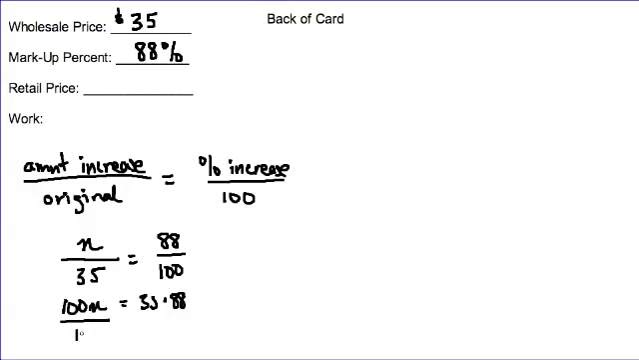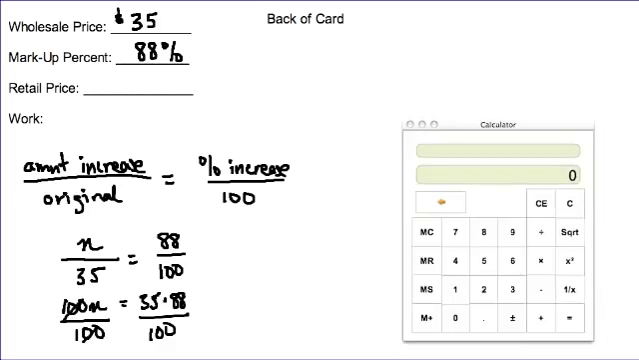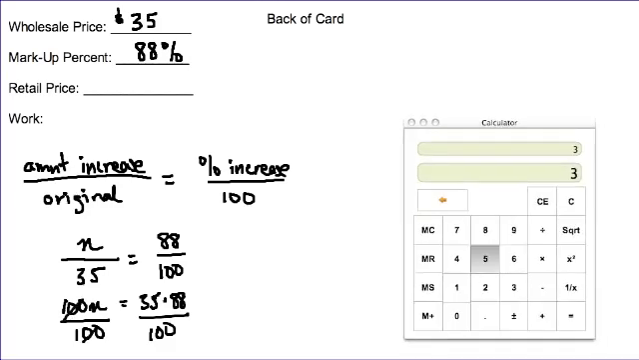I'll divide both sides by 100. There it is. And now I'll bring up my calculator and work that out. 35 times 88, divided by 100, equals $30.80. So n equals $30.80.